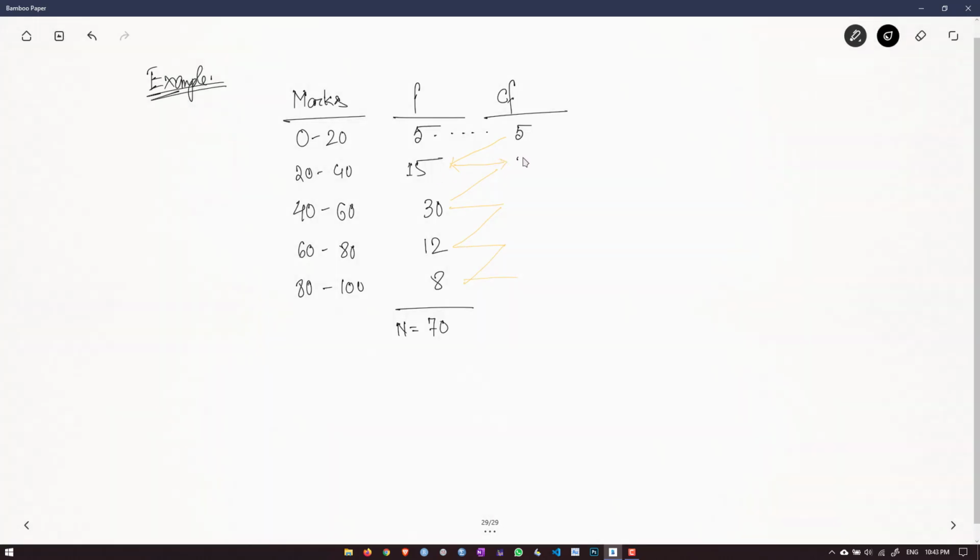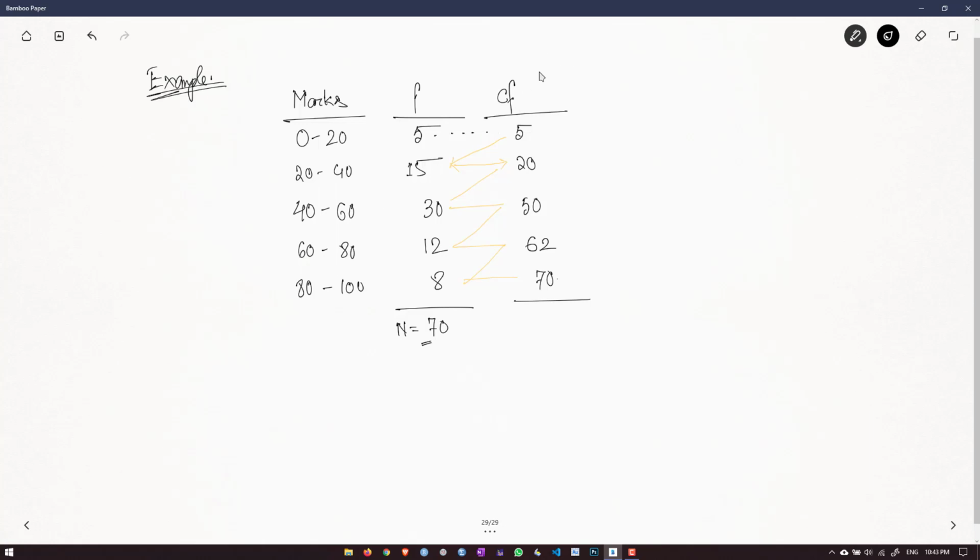So 5 plus 15 will be 20, 20 plus 30 is 50, 50 plus 12 is 62, 62 plus 8 is 70, right? And as I have already mentioned, the last value of this cumulative frequency should always match your total frequency. If these two things are not matching, that means you have made some mistake in this calculation of cumulative frequency, right? So we have calculated cumulative frequency.